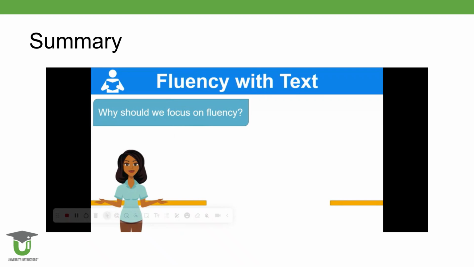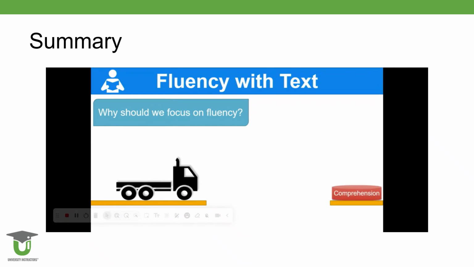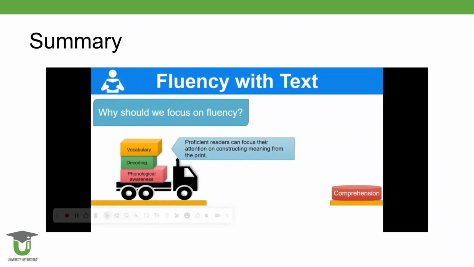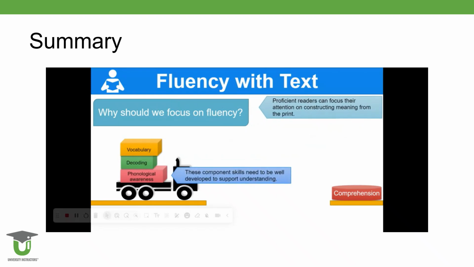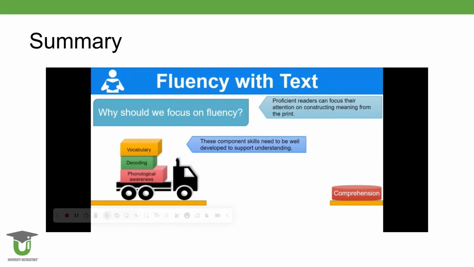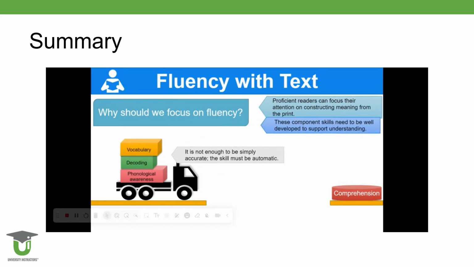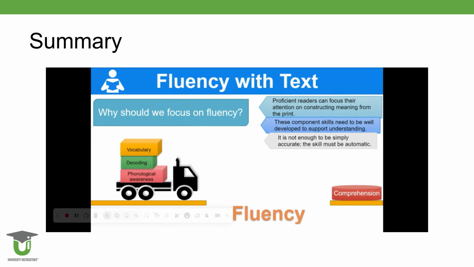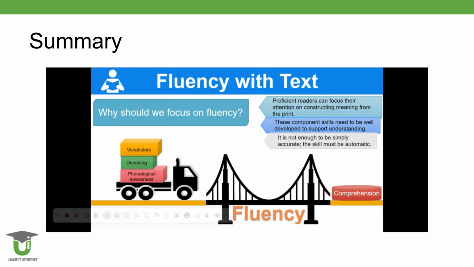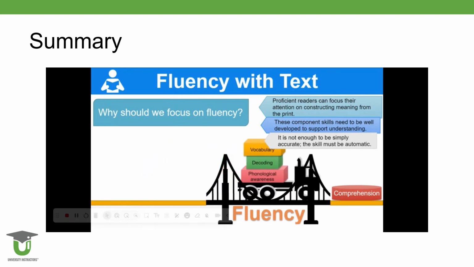Why should we focus on fluency? To gain meaning from text, students must read fluently. Proficient readers are so automatic with each component skill, phonological awareness, decoding, vocabulary, that they focus their attention on constructing meaning from the print. These component skills need to be well developed to support understanding. It's not enough to be simply accurate. The skill must be automatic. So fluency is not an end in itself, but is the bridge to comprehension. Fluent reading frees up cognitive resources to better process the meaning of the words.